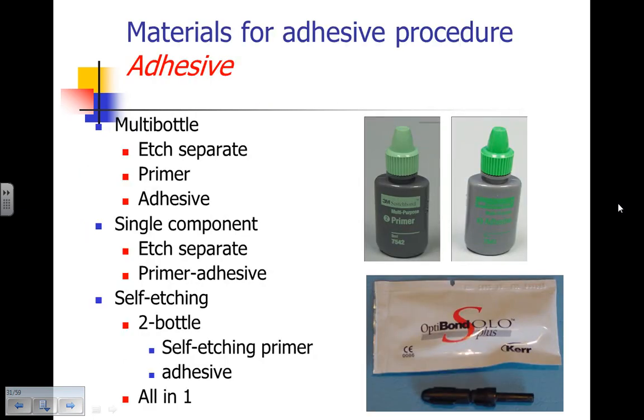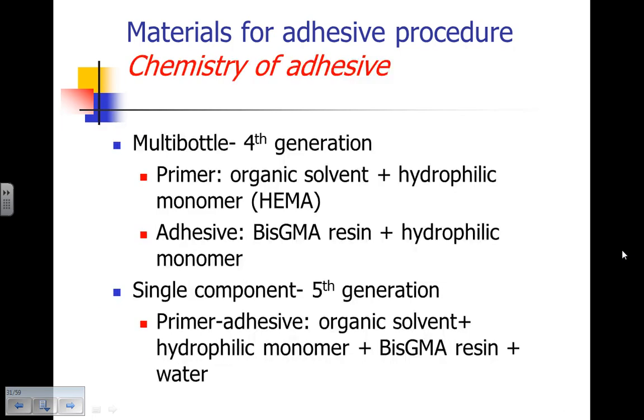We can use either a multi-bottle adhesive, a 4th generation adhesive, the Scotchbond Multi-Purpose with a separate primer and separate adhesive, or we can use the OptiBond Solo Plus. For direct composite restoration, we're typically using the OptiBond Solo Plus, a 5th generation adhesive for our restoration.